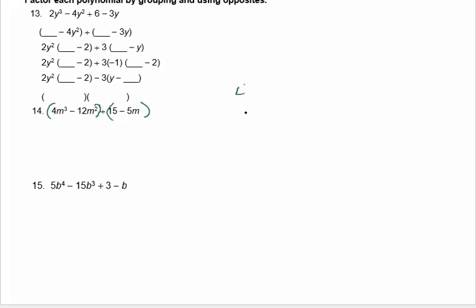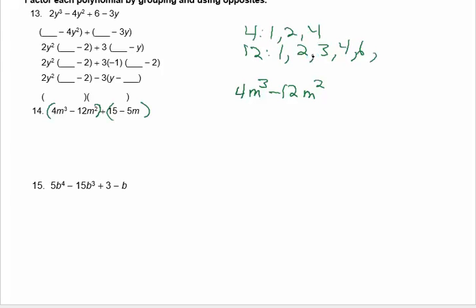So let's just start doing number 14. If you take 4m cubed minus 12m squared and try to find the greatest common factor, let's see. For the number part, it's going to be 4, because the factors of 4 are 1, 2, and 4, and the factors of 12 are 1, 2, 3, 4, 6, and 12. So the greatest common factor of the number part is 4.